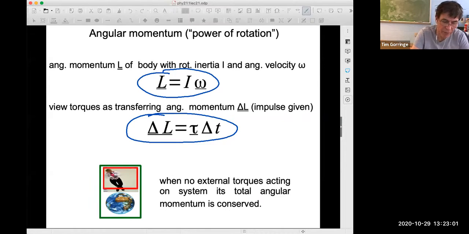The power of angular momentum is the same idea as the power of linear momentum. It's momentum conservation. Just like in the linear momentum case, if you have a system on which there are no external forces, then that system will conserve linear momentum. If you have a system involving no external torques, then that system will conserve angular momentum.